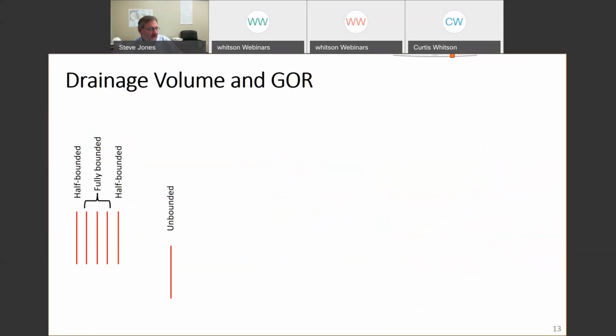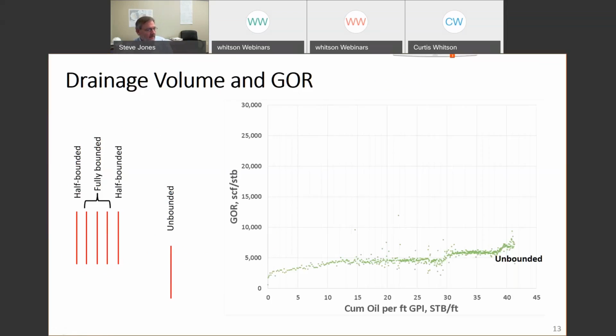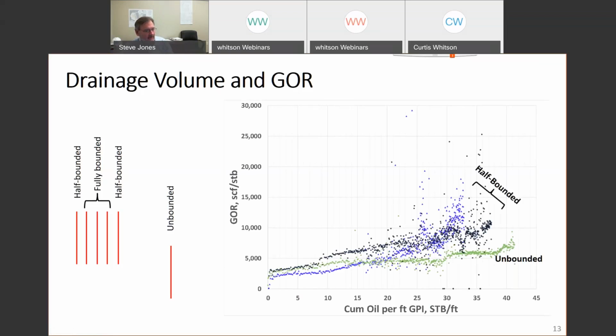So here's a field example of 5 wells that were drilled in a pattern here. So you have 2 edge wells and 3 interior wells, and then there's an unbounded well off here by itself in the same reservoir with the same PVT, so you can see how all of these behave. If you look at just the unbounded well and you plot, as on the previous plot, gas oil ratio versus cum oil per foot of lateral, what you see is a very gradual rise in the GOR of that parent well. And this is something like 3 years of history.